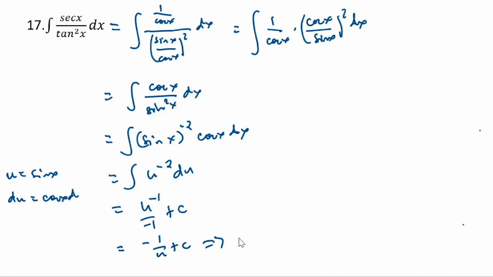And finally, we have negative 1 over sine of x plus a constant, or it could be the negative cosecant of x plus a constant.